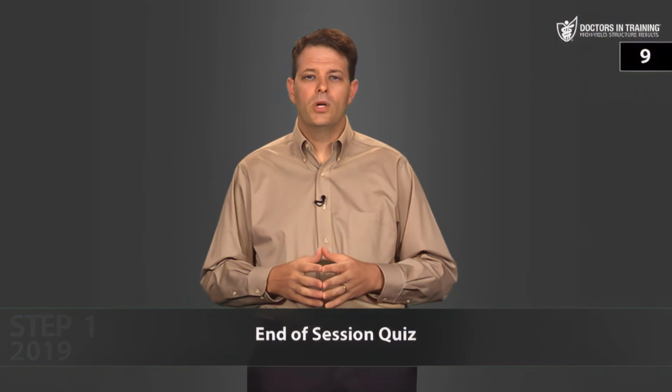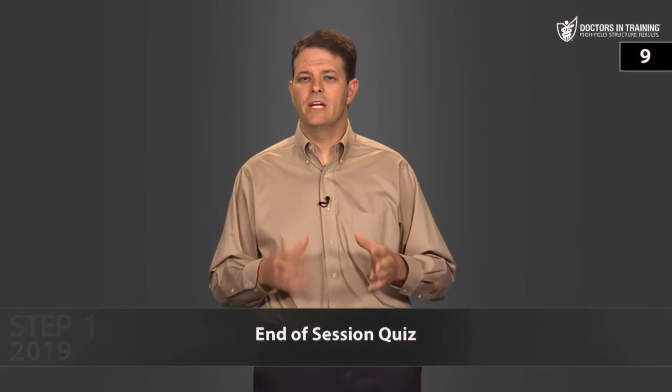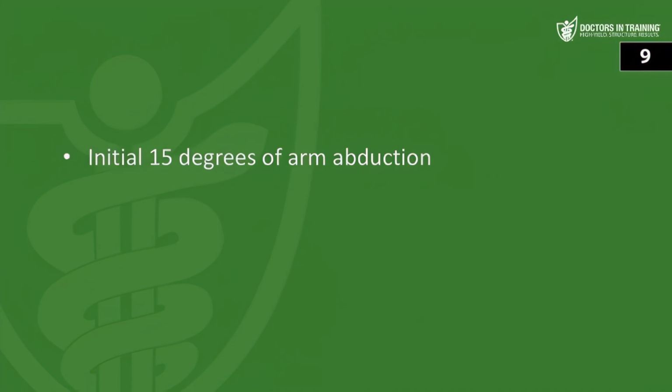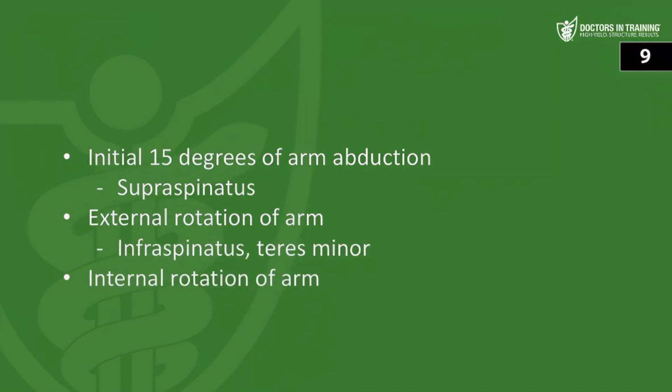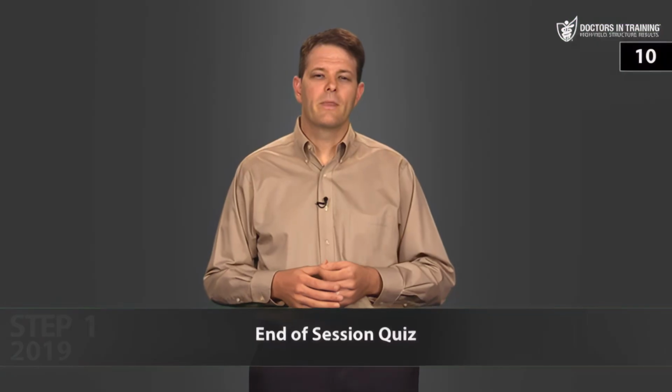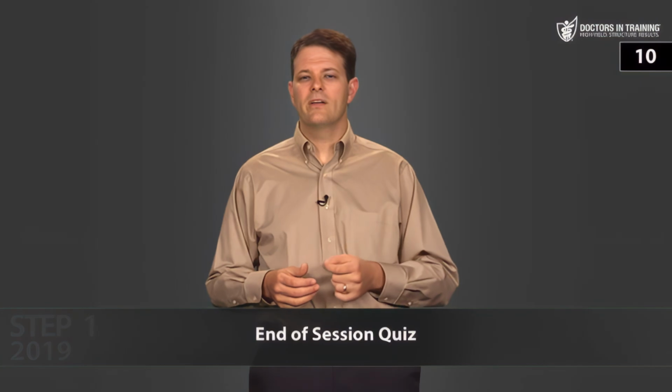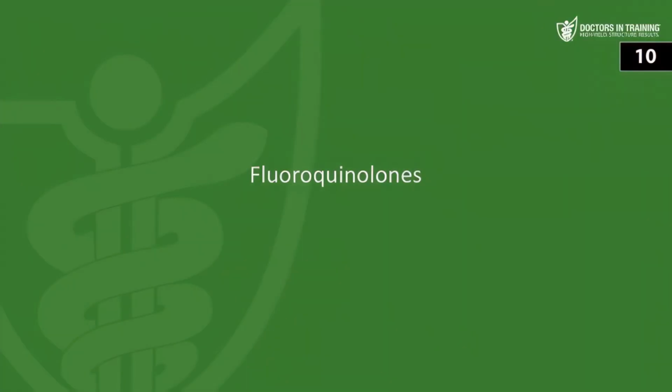First question, which muscles of the rotator cuff are responsible for each of the following actions? So the initial 15 degrees of arm abduction is the supraspinatus. External rotation of the arm is the infraspinatus and the teres minor, and internal rotation of the arm is the subscapularis.